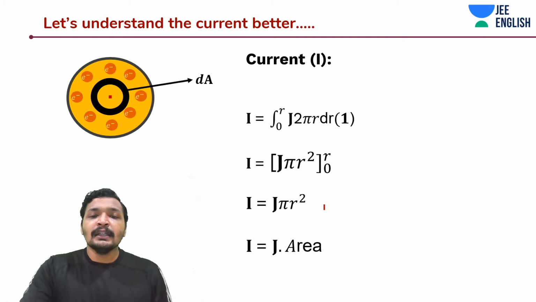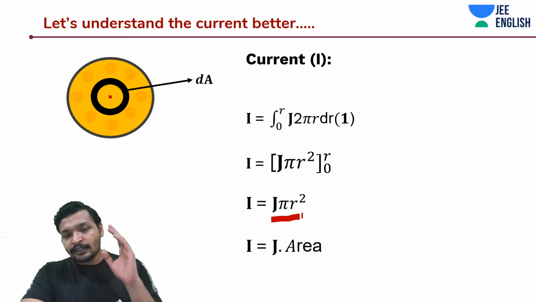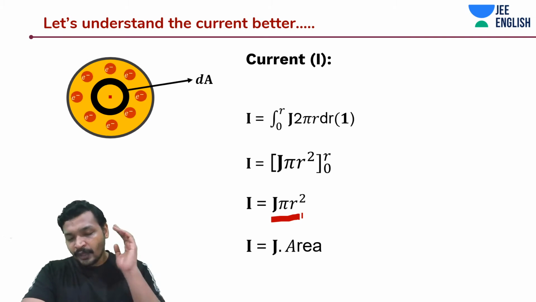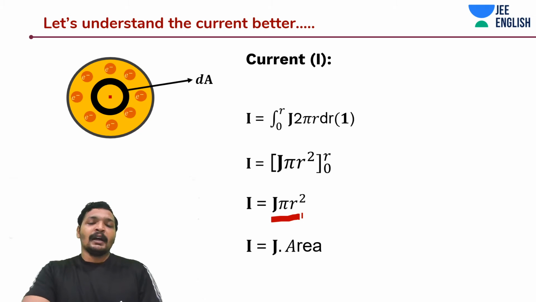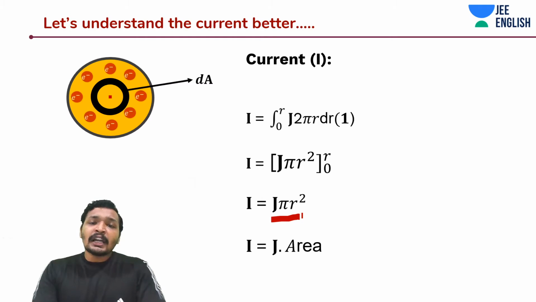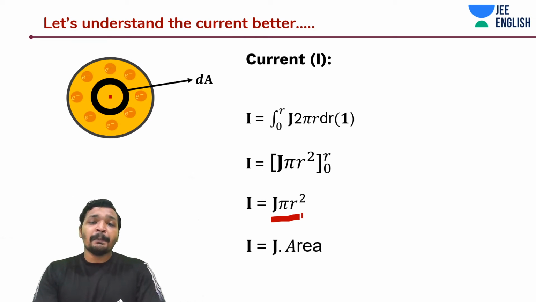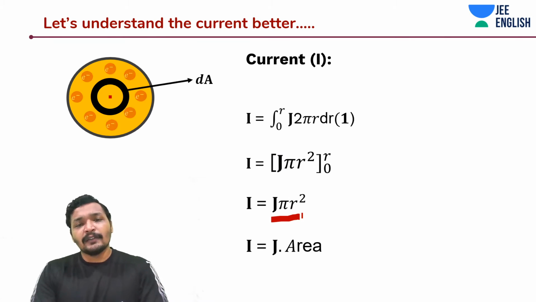And if you integrate it, it is the same as multiplying J into pi r square. You could have simply, at the instant you knew that current density is constant, just multiplied it with pi r square, just like how you would do it for volume density. If you take the analogy of volume density, it would be clear, but in that case it's meter cube, and in this case it's meter square. Current density is per unit area, whereas for volume we are talking about meter cube. You could have simply multiplied J into pi r square, or you could have done this.